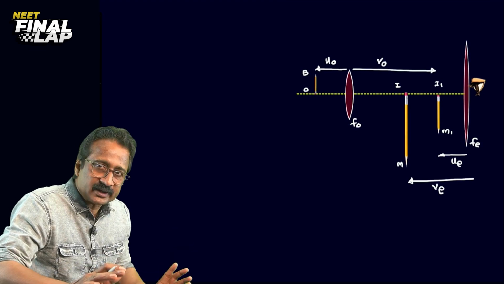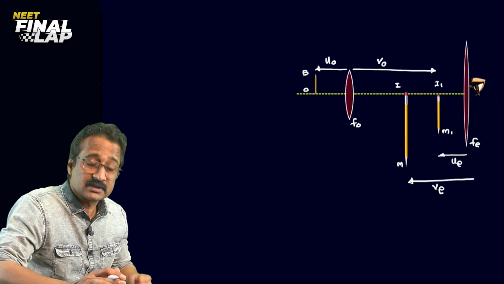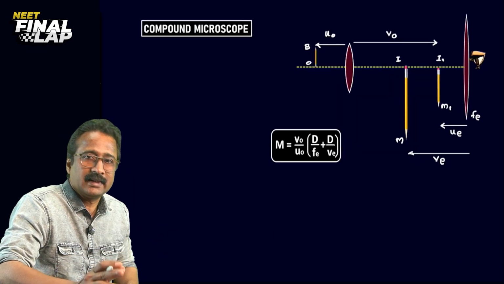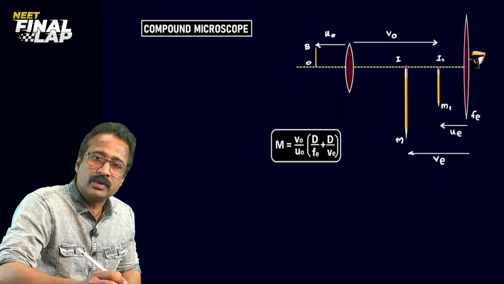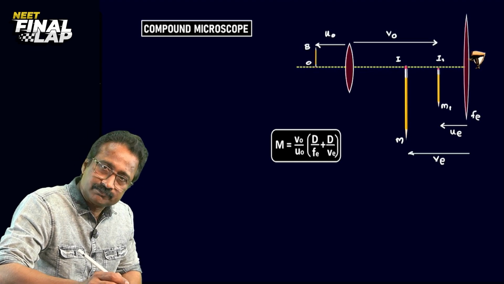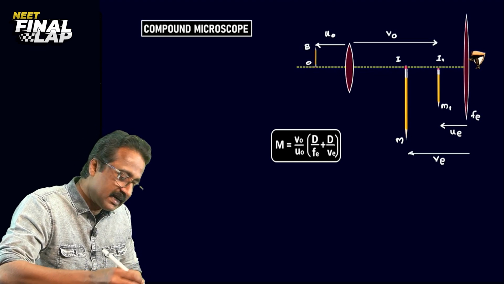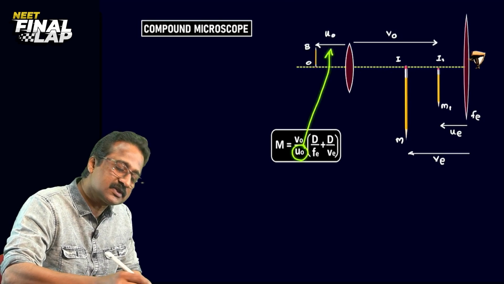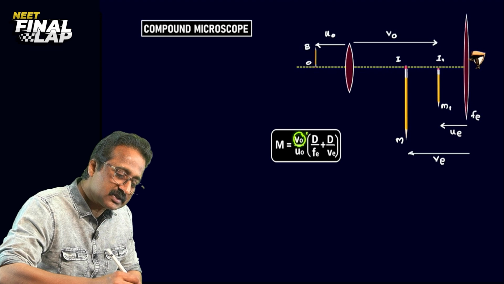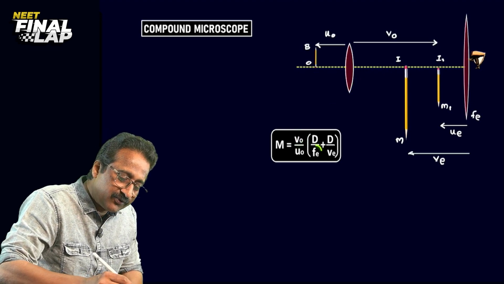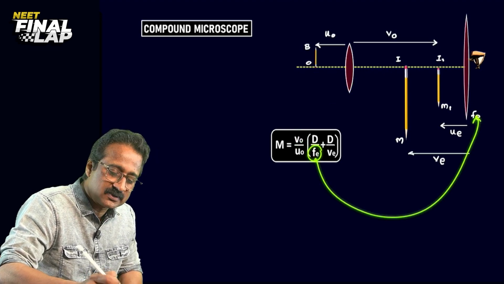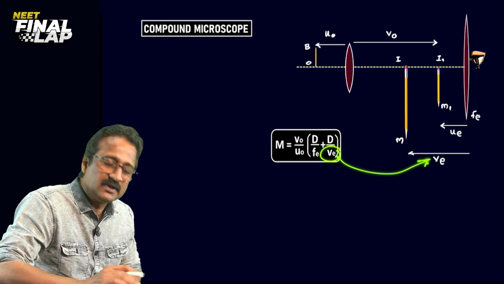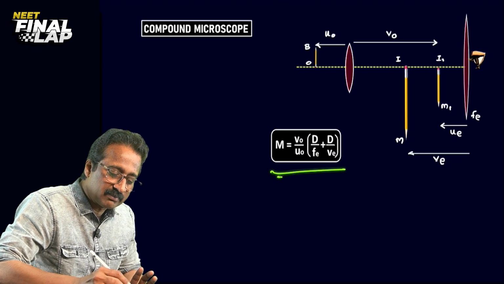Now, skipping all the derivations, let me come to the result. The magnifying power of a compound microscope is given by a slightly lengthy expression: M = (VO/UO)(1 + D/FE), or equivalently with D/VE. The terms appearing in the expression I had actually shown here. UO is this distance and VO is this distance. FE is the focal length of the eyepiece, and VE is the distance at which the final image is formed. If these measurements are given, this is the way to calculate the magnifying power.